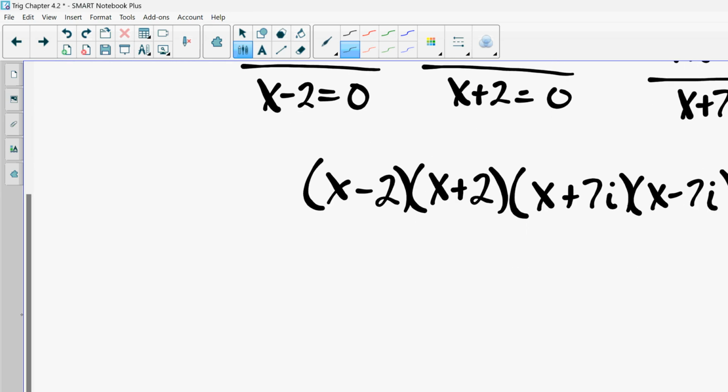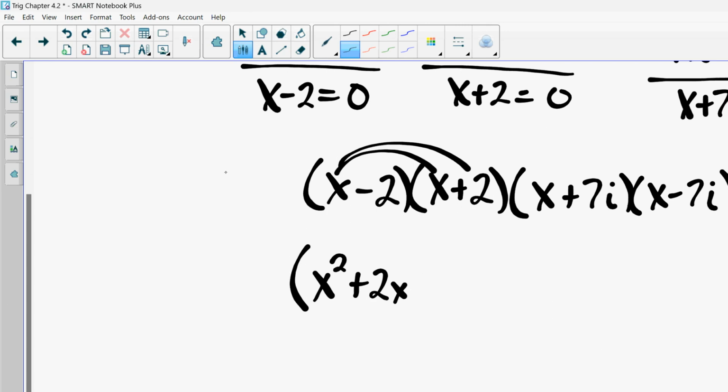together. Now if we do the x minus 2 and x plus 2 first, x times x is x squared. X times 2 is plus 2x. -2 times x is -2x. And -2 times 2 is -4. Now this is going to work out kind of nicely because our positive 2x and -2x become 0.